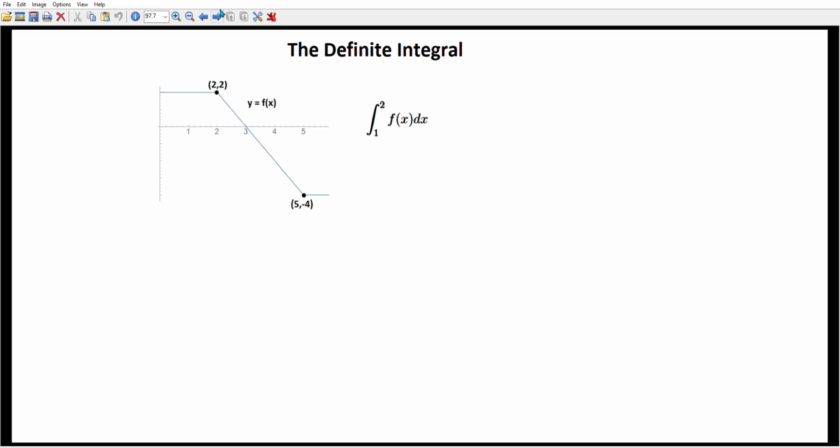Now let's look at some examples and put into use what we've just talked about here. So here's our function, and let's first look at the definite integral from 1 to 2 of f of x dx. Now if we look at this, we can see 1 to 2, we've got this little rectangle here, length of the base is 1, height is 2, area should be 2, and that is in fact exactly what the definite integral is.